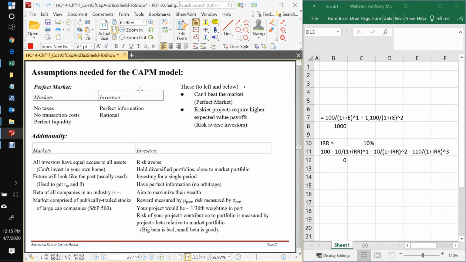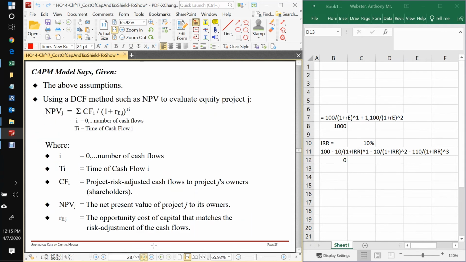Okay, so assumptions needed for the CAPM model. Again, I don't need you to know what all these are, you just need to know there's a whole bunch of required assumptions. That's all I need you to know about this page.